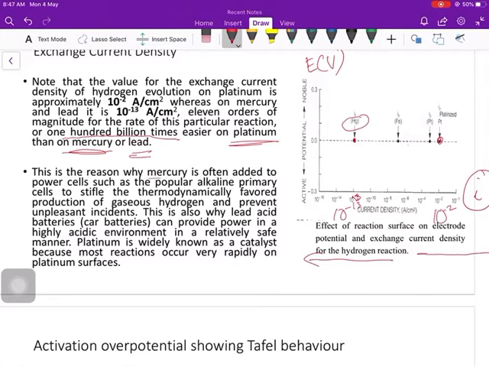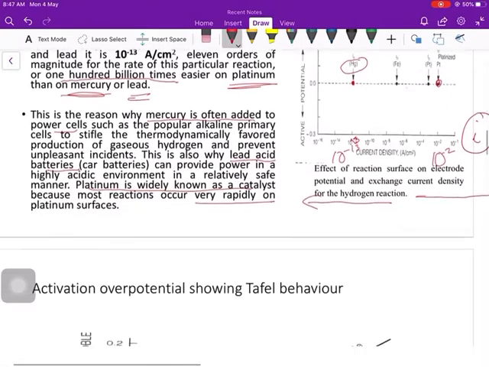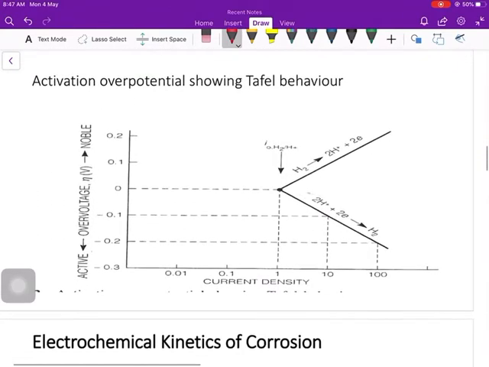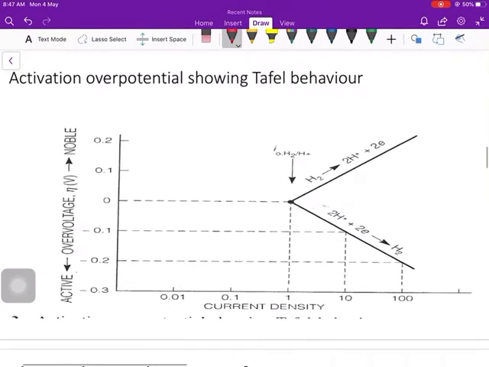Okay, the hydrogen evolution. So this is the reason why mercury is often added to power cell or also in lead acid battery, in order to avoid the vigorous formation of hydrogen gas. But platinum is a very good catalyst for hydrogen evolution because the formation of hydrogen or many other reactions can occur very rapidly on the platinum surface.